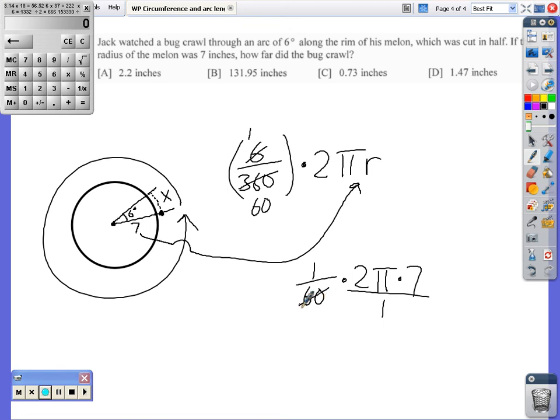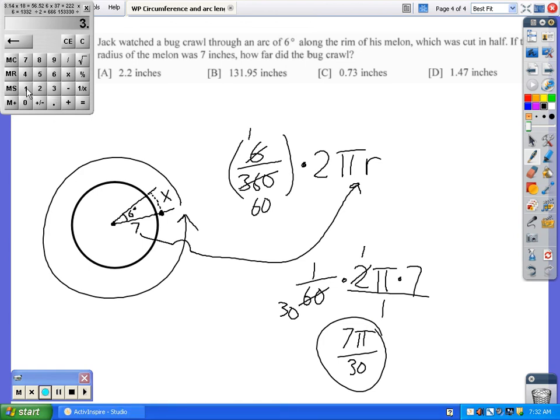You know what? I can cross reduce. That's a 1 and that's a 30, because 2 goes into that 1 time, 2 goes into that 30 times. Now I'm going to multiply everything across. On the numerator on the top I've got 7 pi, and the denominator I've got just plain 30. That's my answer if the program was asking for it in terms of pi, but it's not. So I'm going to go 7 times pi, 3.14, equals 21.98.